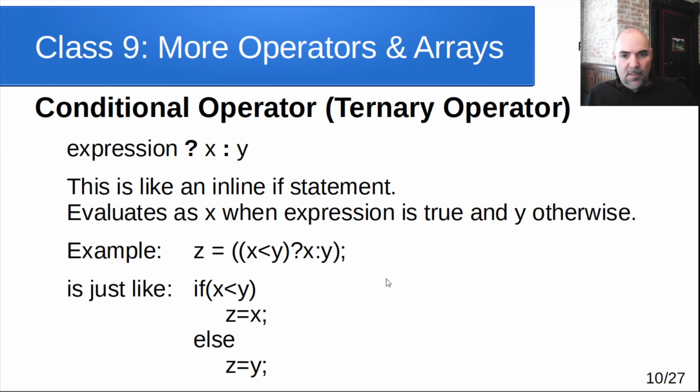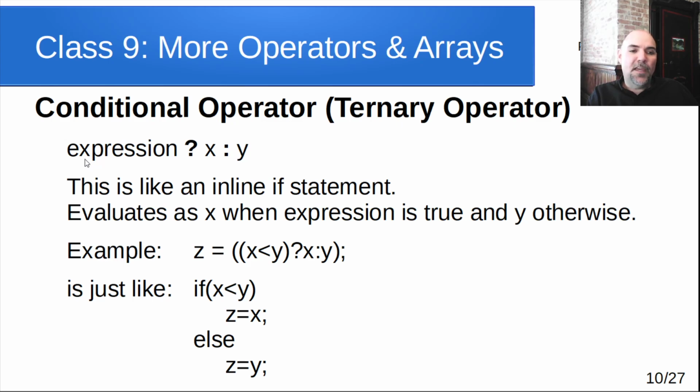All right. The conditional operator, sometimes called the ternary operator. It's called a ternary operator, unlike a binary operator, because it's 3 parts. It's also got 2 symbols that we use: a question mark and a colon. What the ternary operator does is it evaluates kind of like an inline if.